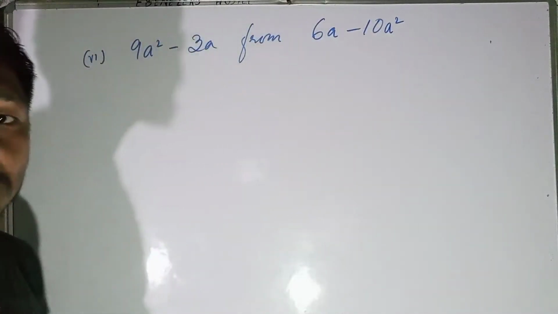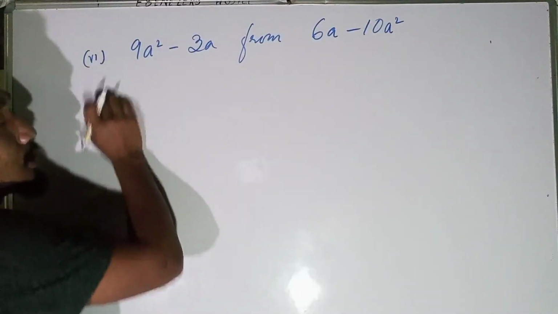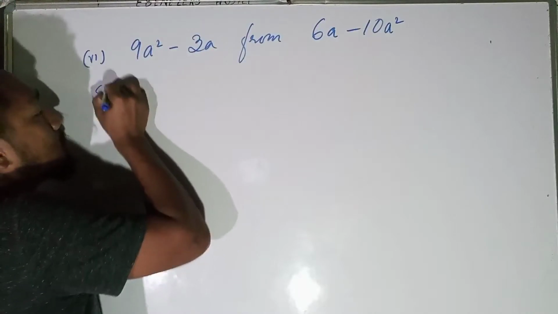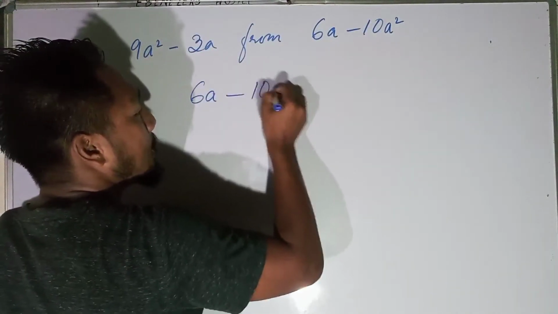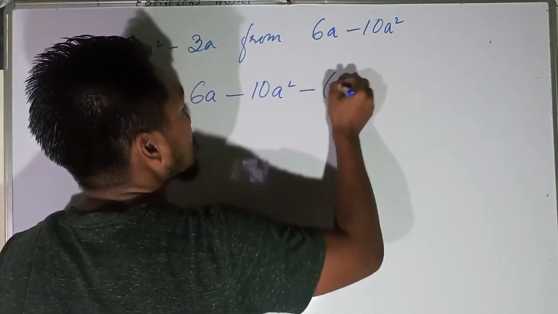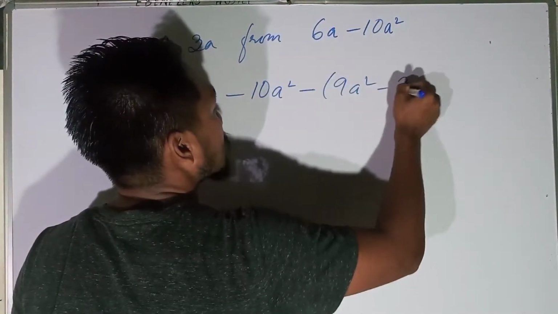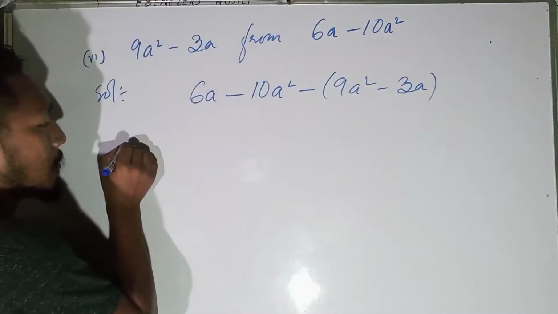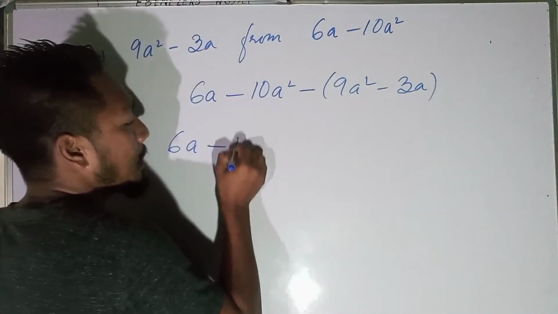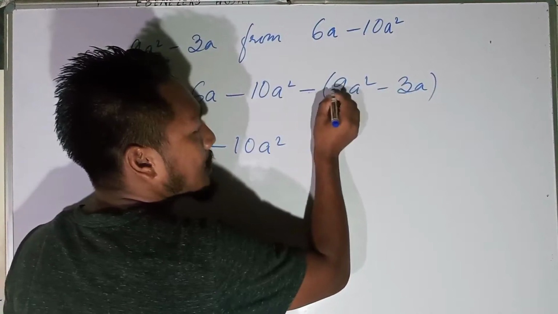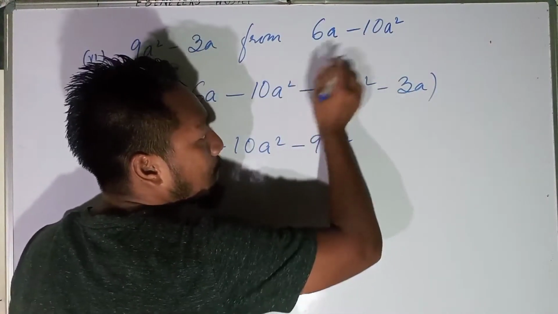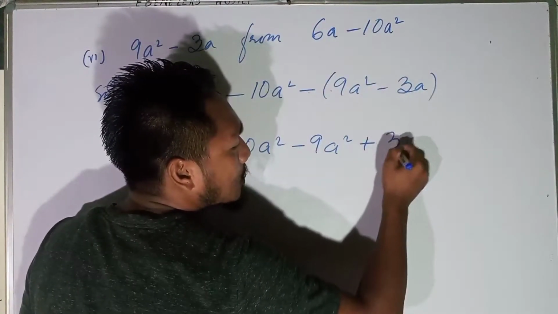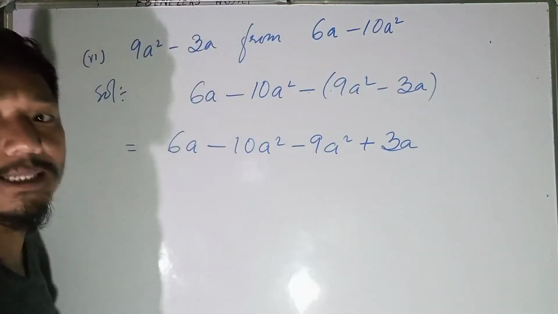Okay, this is our next question. Okay, so similar to this question Roman number 4, solutions. So I will do the same thing like original method, 10a squared minus 9a squared minus 3a. So I'll open up the bracket, 6a minus 10a squared. So plus and minus will become minus. And since this is minus, we have a plus. So plus, minus and minus will become plus. So if the minus is here, that means the sign gets changed.